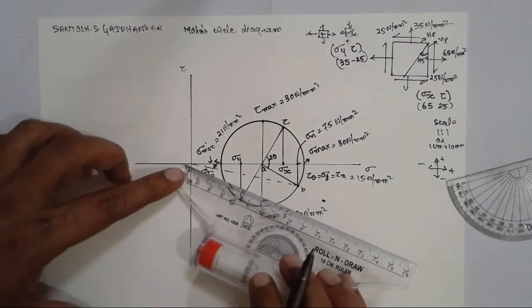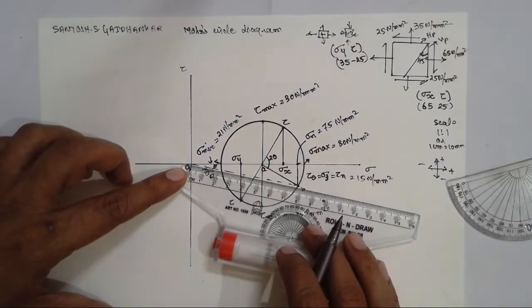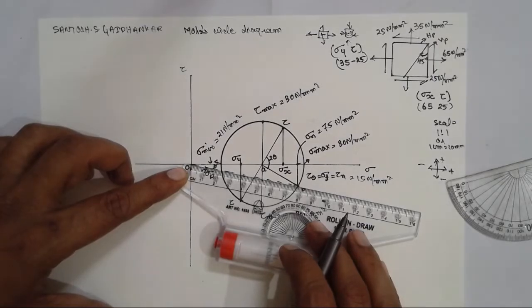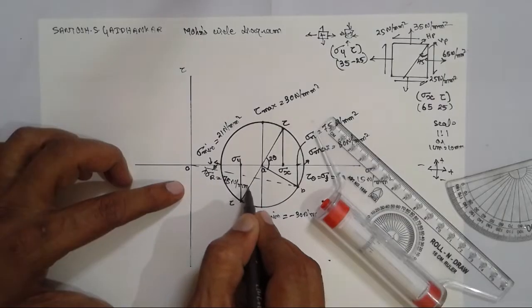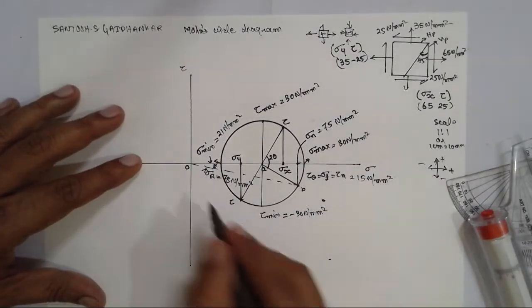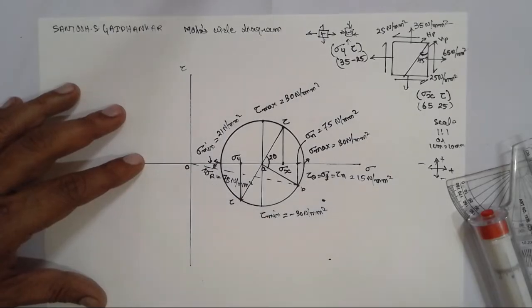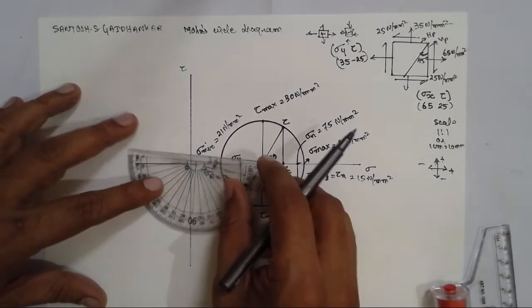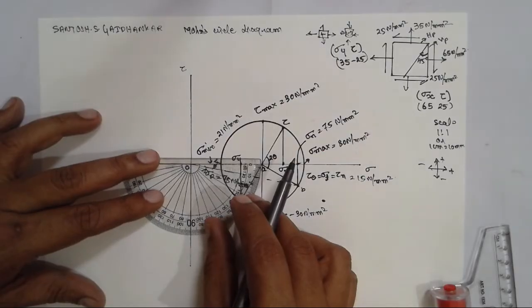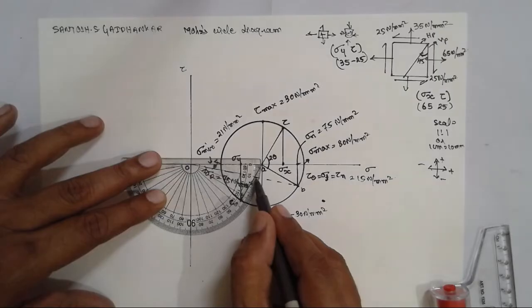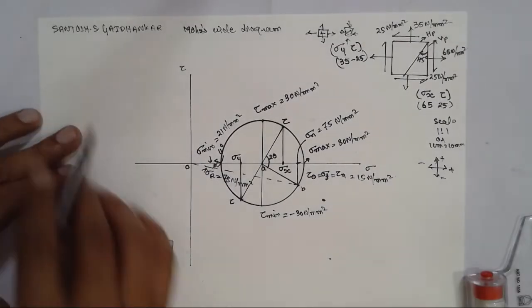Now let us find out the sigma r value. Sigma r value is 78 newton per mm square. This is the sigma r value, which is nothing but the resultant. Phi indicates what? Angle of obliquity. Now let us find the angle of obliquity. Place the angle of obliquity here. The angle of obliquity is around 11 degrees.